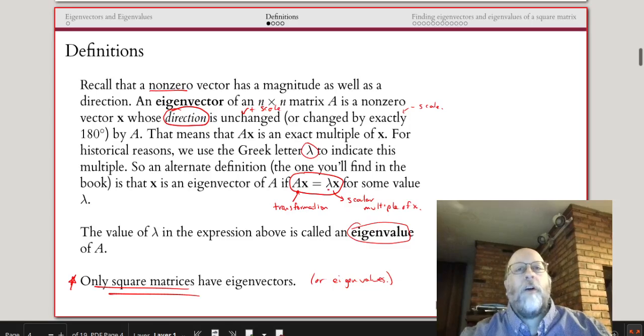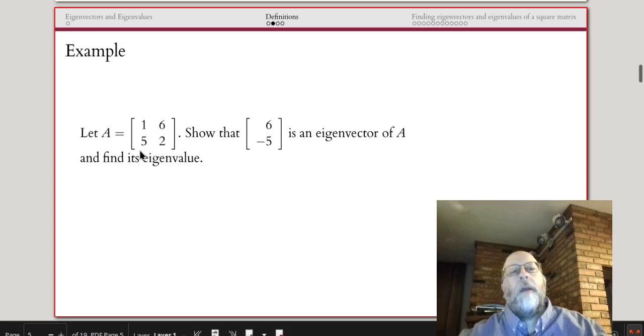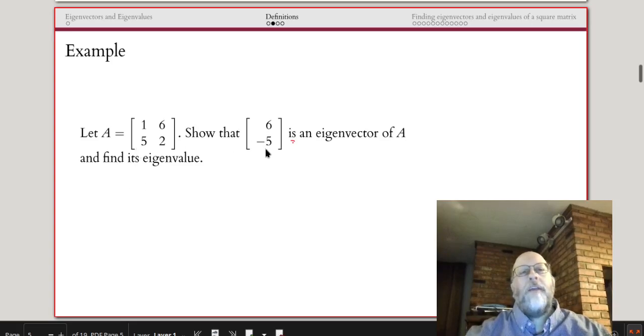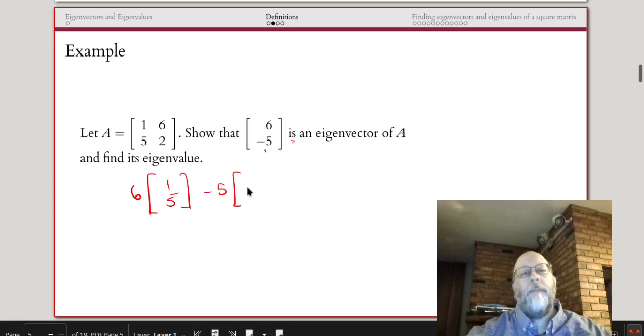All right, let's get started. Let's try some examples. So here's the matrix A, 1, 6, 5, 2. And I want to show that 6, -5 is an eigenvector of A. Well, if we apply this vector to the matrix A, using the weight 6 times the first column and -5 times the second column, let's see what happens. The top row becomes 6 minus 30 is -24. And the bottom row becomes 30 minus 10, which is +20.